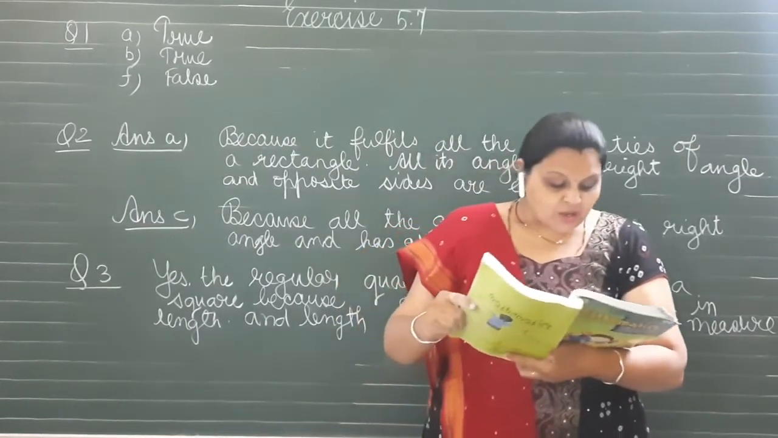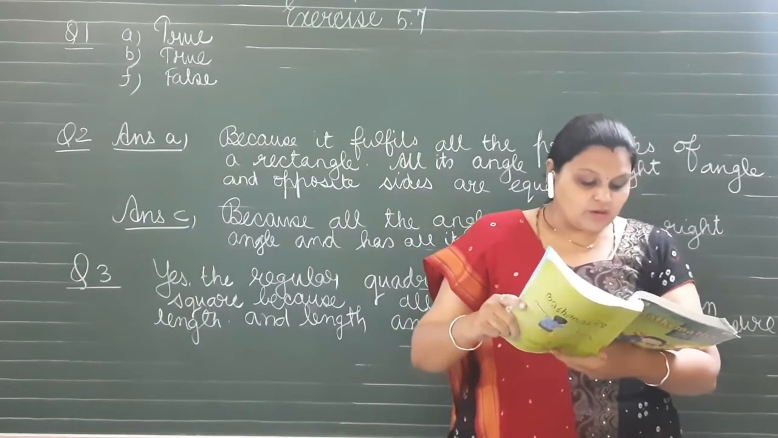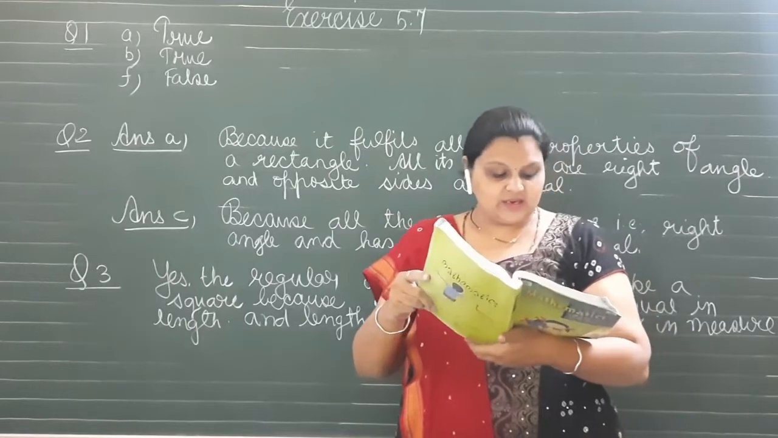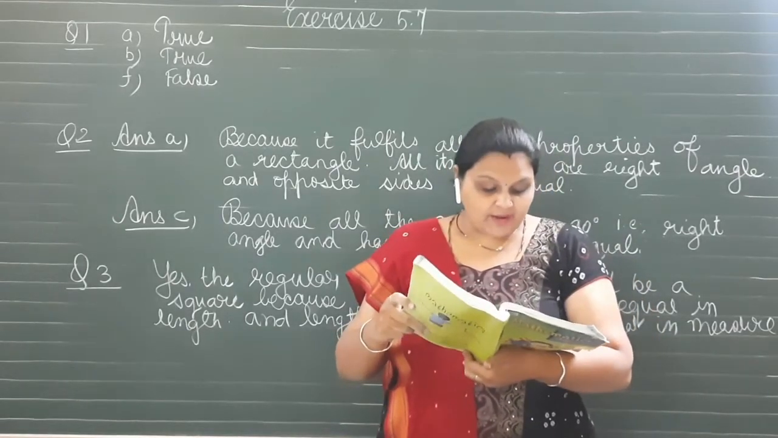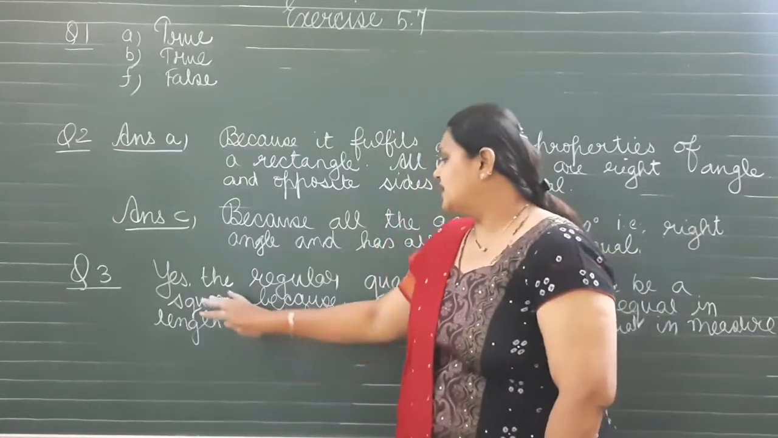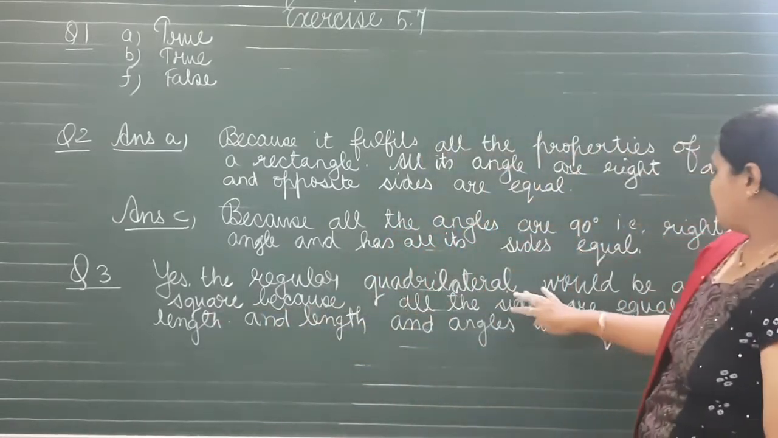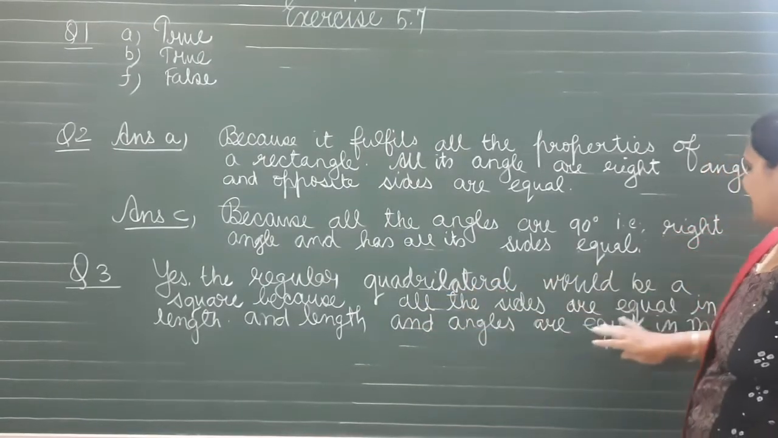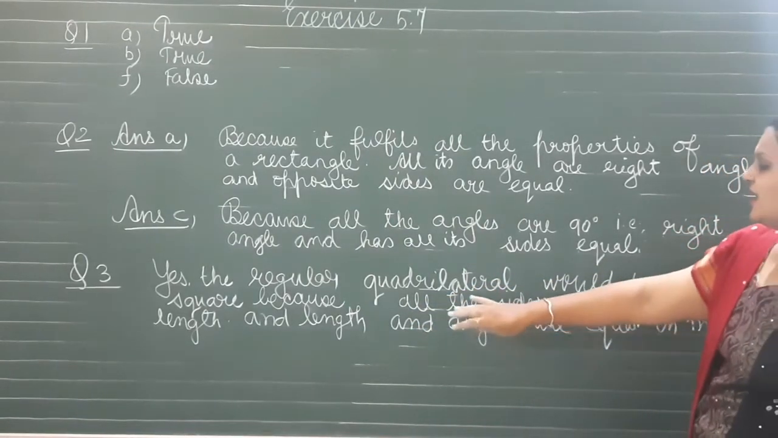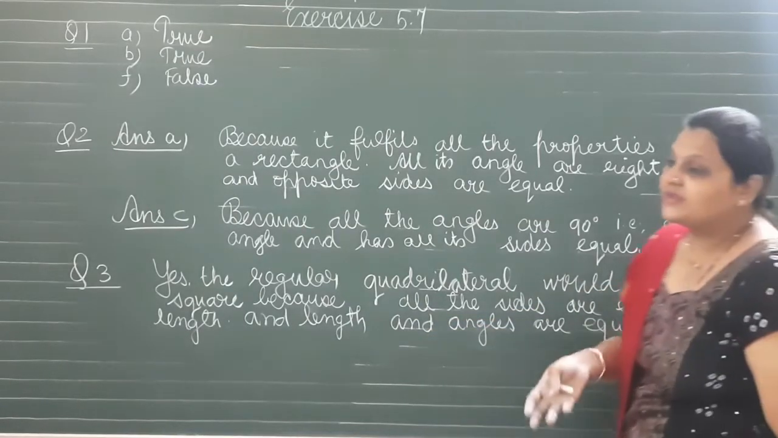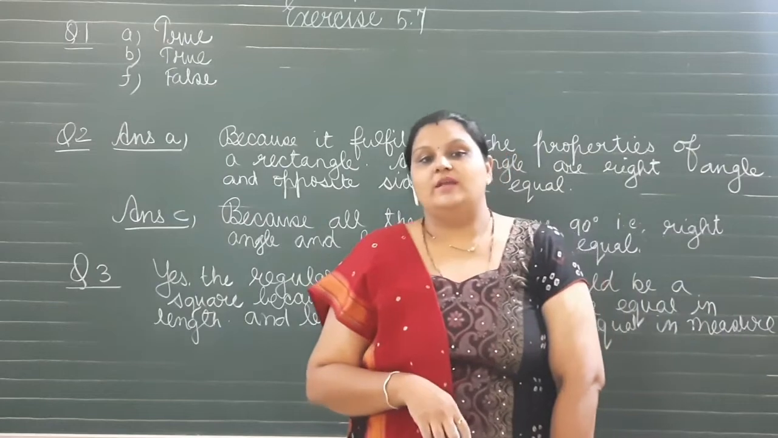Question number 3. A figure is said to be regular if its sides are equal in length and angles are equal in measure. Can you identify the regular quadrilateral? So here we can say yes. The regular quadrilateral would be a square, because all the sides are equal in length as well as all the angles are equal in measure in the square.